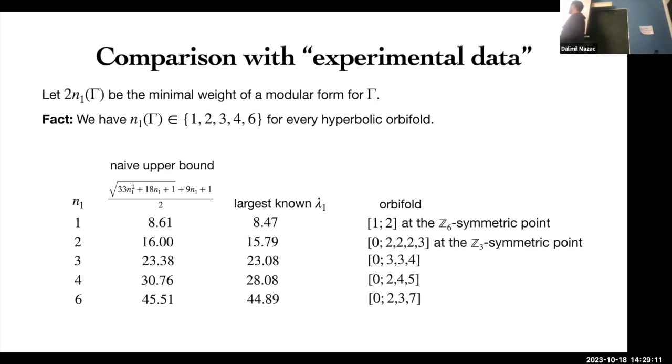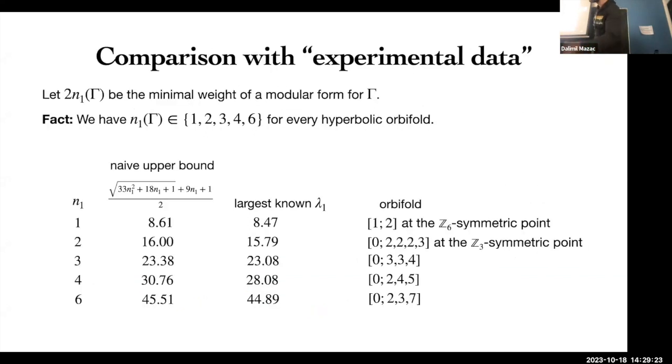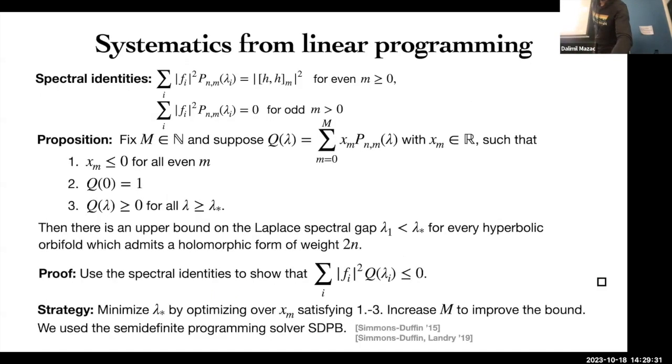Okay, but of course you don't have to stop here, because for this cubic polynomial I just used 2 out of the infinite number of spectral identities. So there's a systematic way to improve these numbers, to push them down and see how close they get to the actual experimental data, which can be done using linear programming. Maybe I'll just quickly go over how to do it.